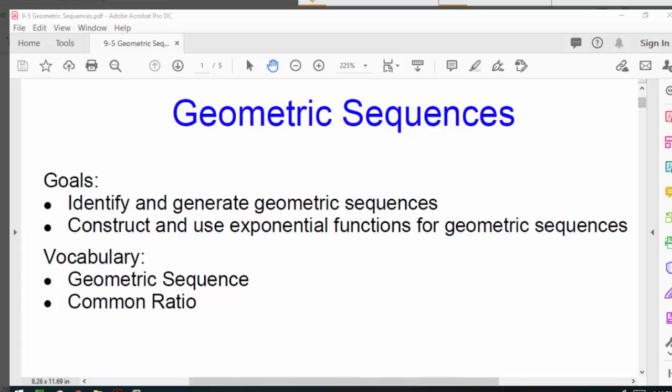Hello and welcome back. For this video, we'll be discussing geometric sequences and how they're related to exponential functions. If you take a look at our goals here, we want to identify and generate geometric sequences. We want to construct and use exponential functions for geometric sequences. That's where they're related. And of course, we've got our vocabulary here: geometric sequence, and what is a common ratio.